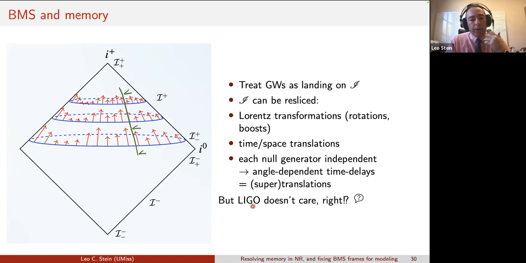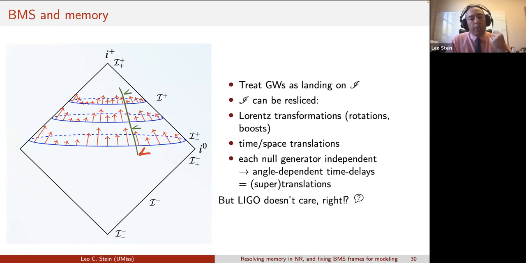Now, if you are an observer, then you're just sitting along one of these green rays that I drew here on scri. I tried to draw the legs of the LIGO detector. So LIGO doesn't care about this, right? LIGO is only on one of these generators. So this is just changing your origin of the time coordinate where LIGO is recording the data. So this doesn't matter, right?